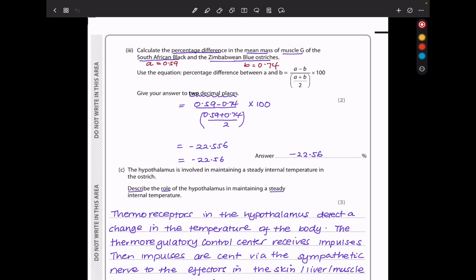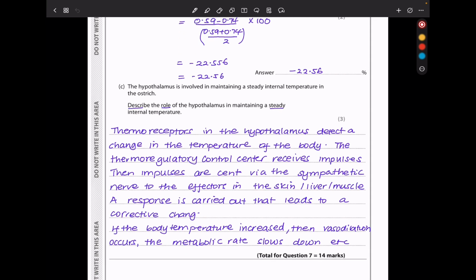So if this is A and that is B, the difference is going to be 0.59 minus 0.74. Divide that by 0.59 plus 0.74, divide by 2, and then multiply everything by 100. I got negative 22.556, which is approximately 22.56%.